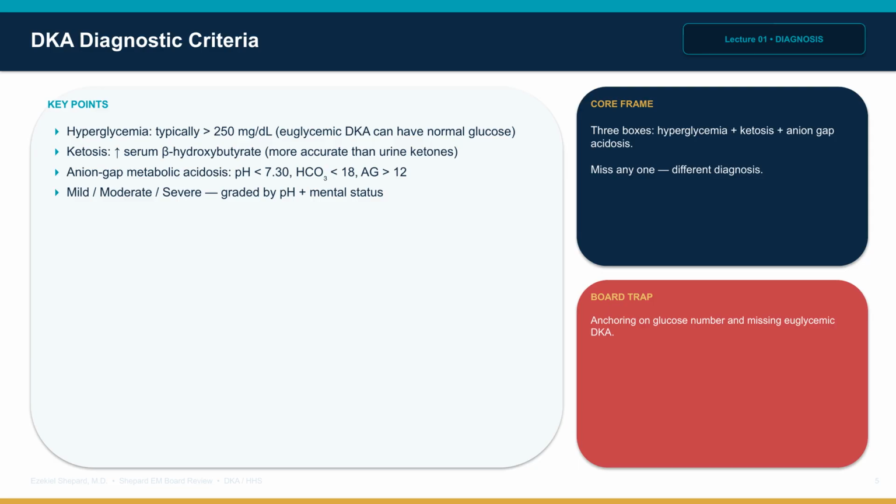Third, anion gap metabolic acidosis. There's a pH less than 7.3 for that diagnosis, a bicarb less than 18 milliequivalents per liter, and an anion gap greater than 12. Severity classification utilizes both pH as well as mental status to grade from mild to moderate and lastly severe DKA presentation.